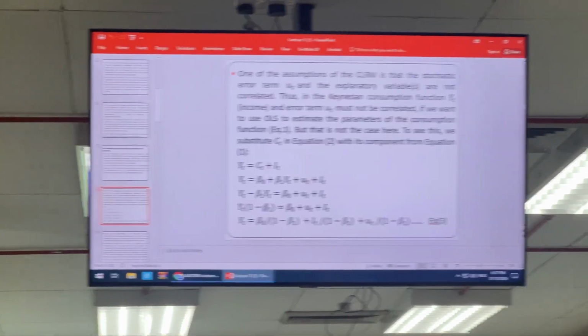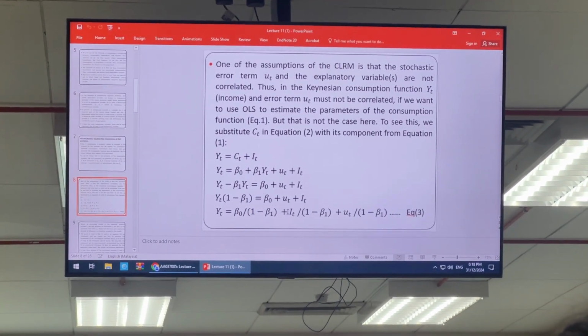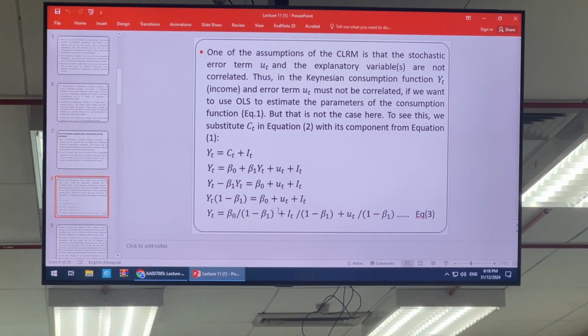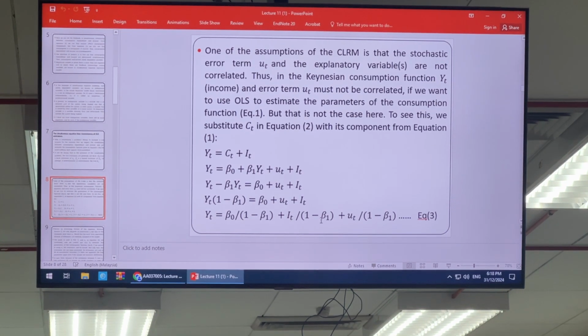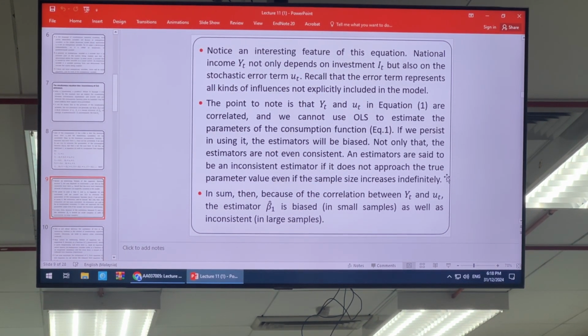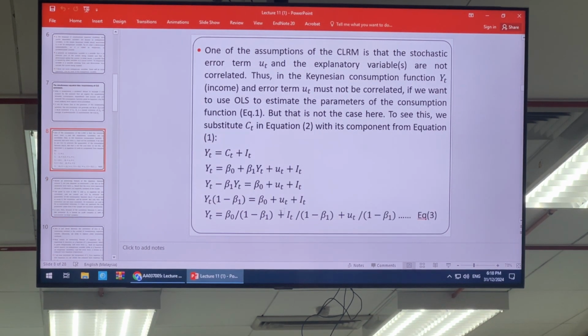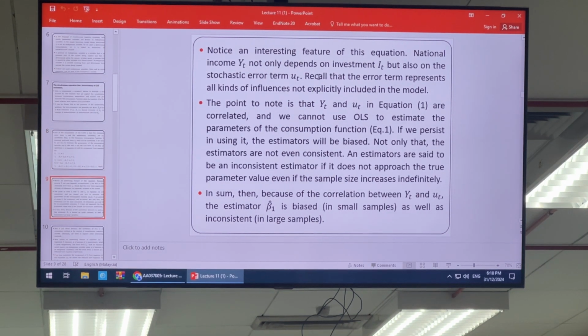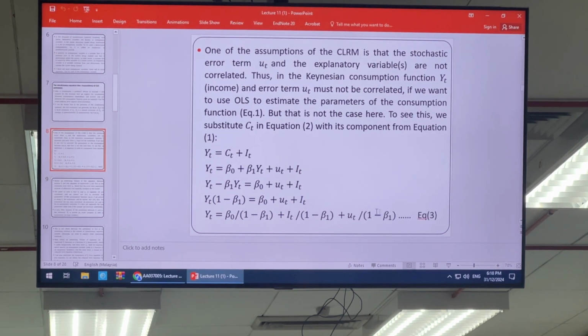And then this, which is equivalent to this one. So you bring this to this one, so when you divide by this one, we get this. Now this is an interesting feature of the equation. National income yt not only depends on investment, after we substitute this one, but also on the stochastic error term, ut.